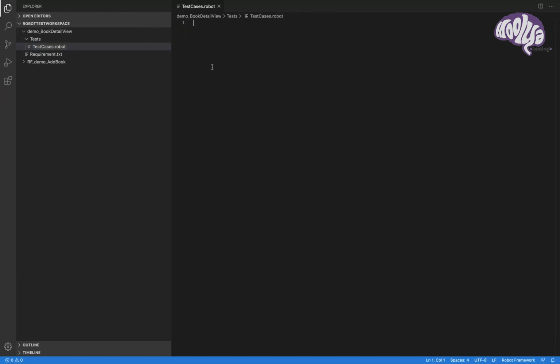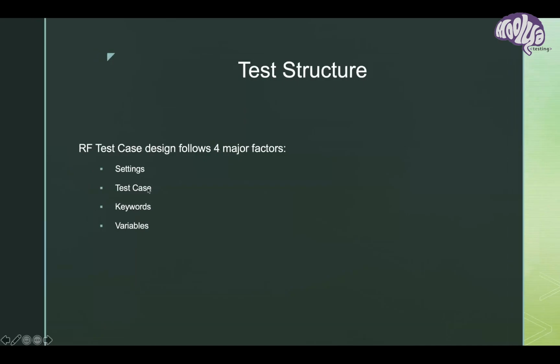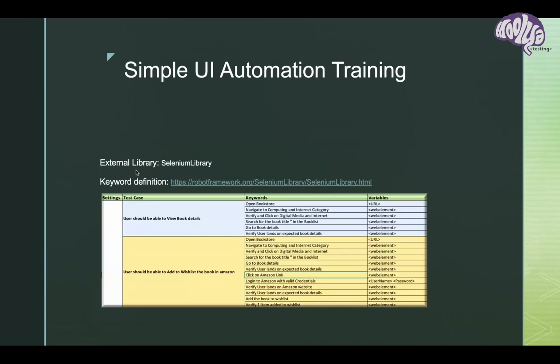Okay. So as I said here, we have seen test case. We have seen the keywords. We have seen the variables. Settings, I will show it in the script. And the next slide, we have actually implicitly started with automation.